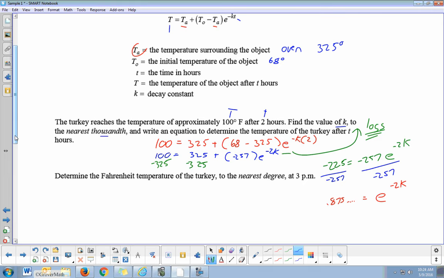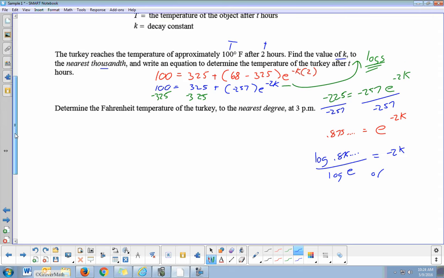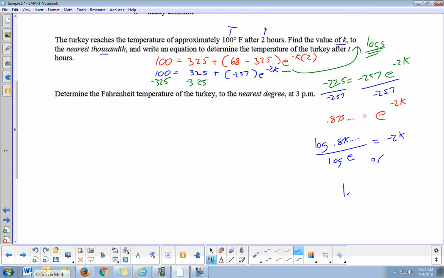You have two choices here. You can do logs, which always works out to be that negative 2k, or we'll do this: log of the answer, which is that 0.875 dot, dot, dot, divided by the log of the base, which is log e, that equals negative 2k. Or, because it's e, we could just type in ln of 0.875 dot, dot, dot, equals negative 2k.